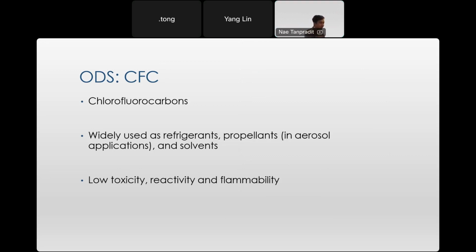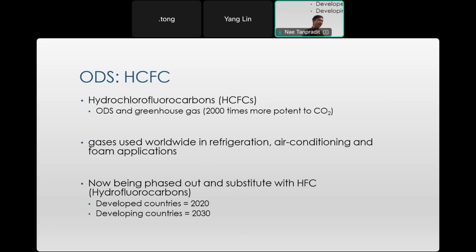At first we used it a lot because it's easy to use, and we saw that it is not toxic to humans or animals at the biological level. But when we dumped more and more, humans could see that there's a problem with the ozone layer at the south pole of the world. Other than CFC we have HCFCs.